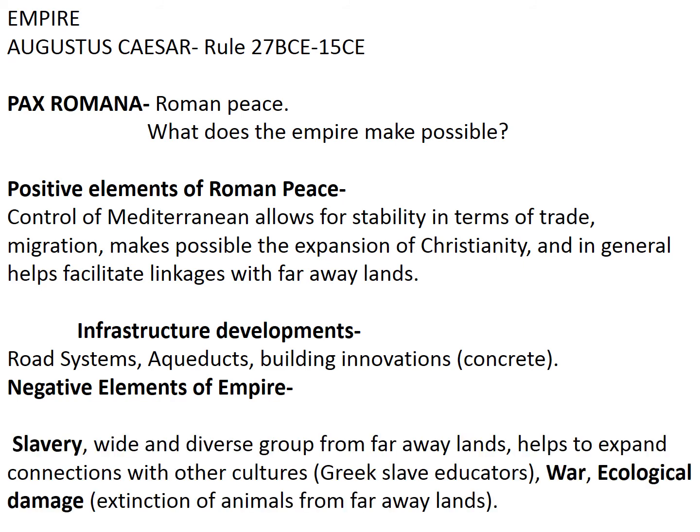Negative elements of the empire: slavery. Wide and diverse groups from faraway lands are enslaved in the Roman Empire. War in general. I mean, Carthage is utterly destroyed in the process of Rome becoming an empire. There are brutal battles and conflicts fought in Gaul. Ecological damage, extinction of animals from faraway lands. So there's a lot of negative side effects and negative elements to the Roman Empire, to empire in general as well.